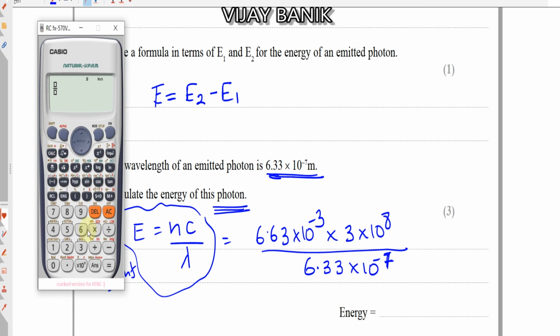So if we do that, it's going to be 6.63 into 10 raised to minus 3, into 3 into 10 power 8, divided by 6.33 into 10 raised to minus 7. Okay, I made some mistake. The bracket over here was not good enough. This is the power bracket I gave.